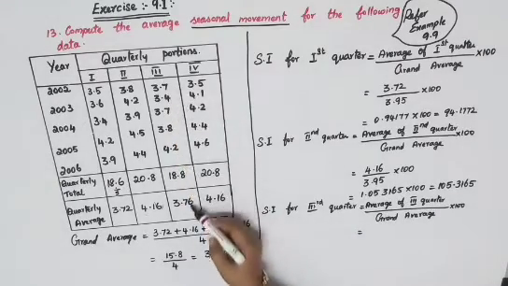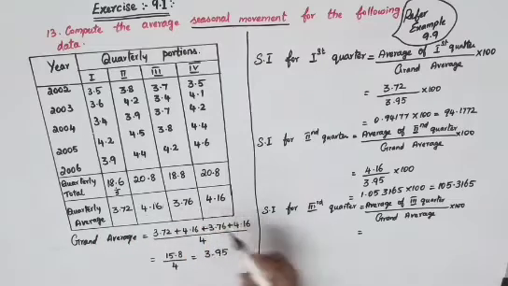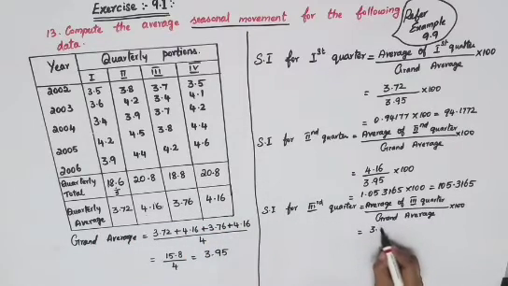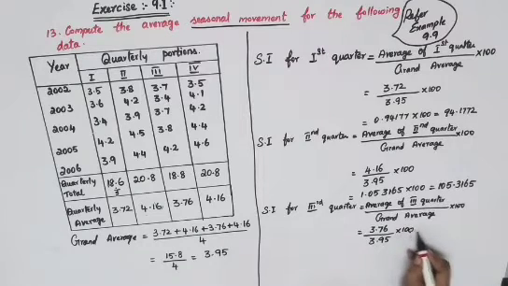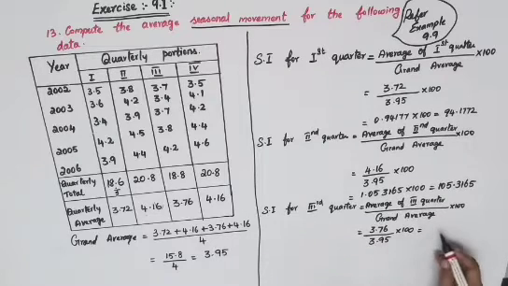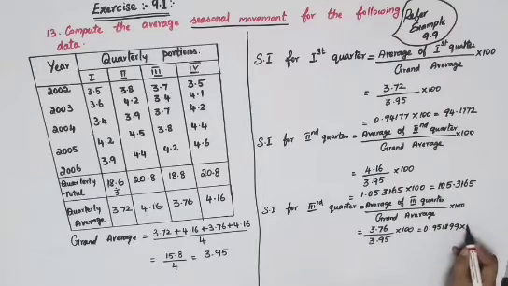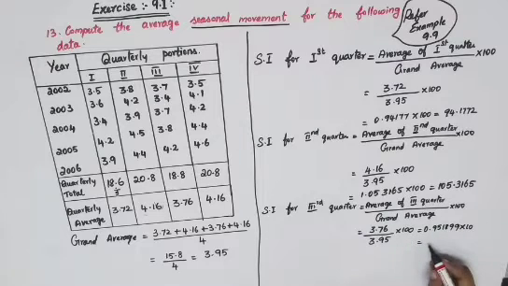So straight to third quarter, see the quarterly average, you'll get 3.76. So 3.76 divided by the same 3.95 into 100. So which is equal to 3.76 divided by 3.95. You'll get your answer as 0.951899 into 100. Your final answer will be 95.1899. So this is your third quarter answer.